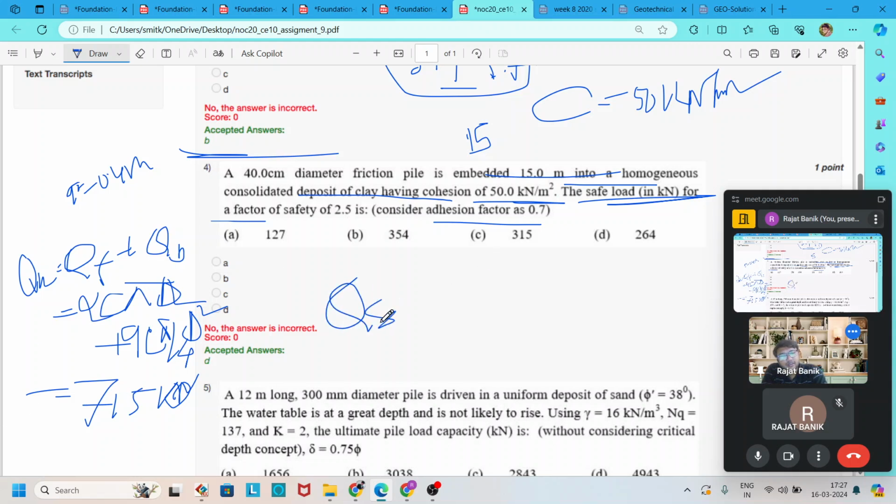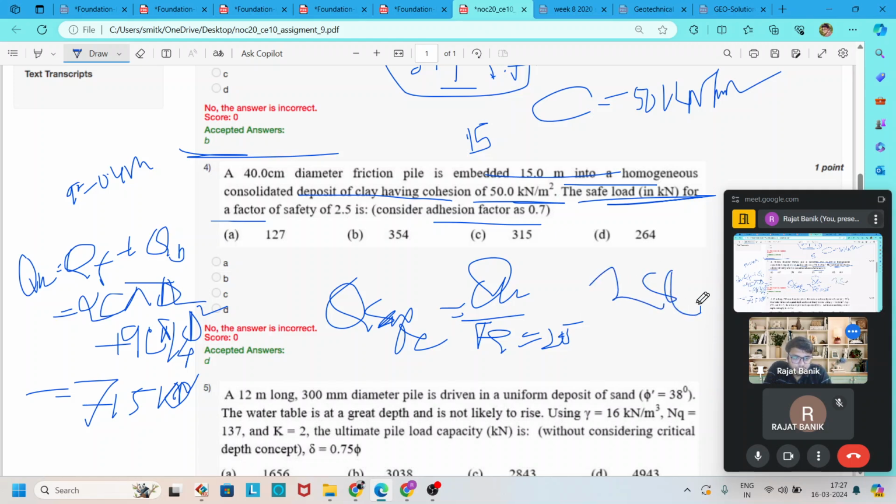So we have to find the safe load. Q safe is equal to Q ultimate divided by the factor of safety, that is 2.5. Divide this result by 2.5 and we get 286 kilonewton. You can see that there is no option available for 286, but the nearest option given is 264. So our correct option is option D.